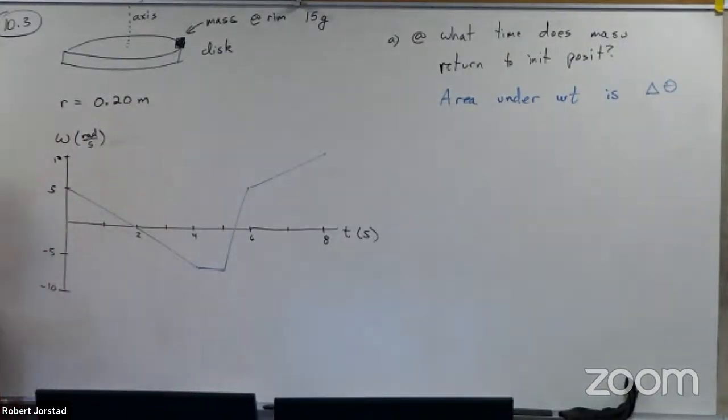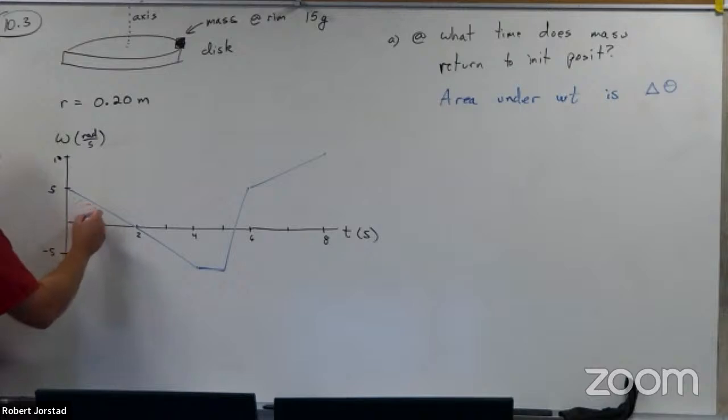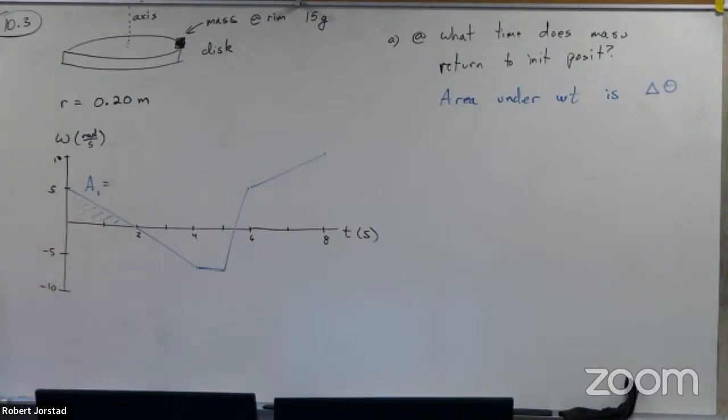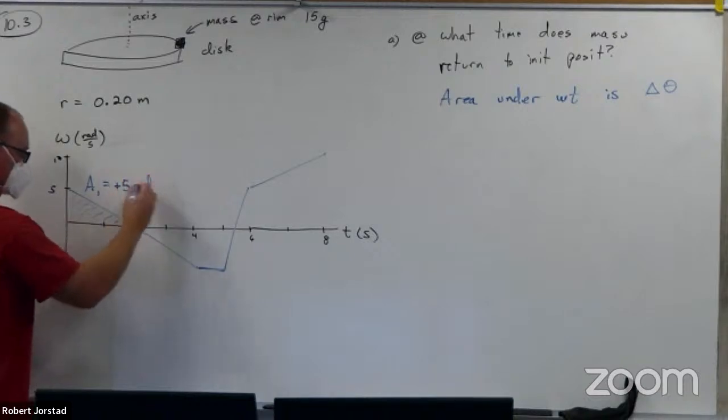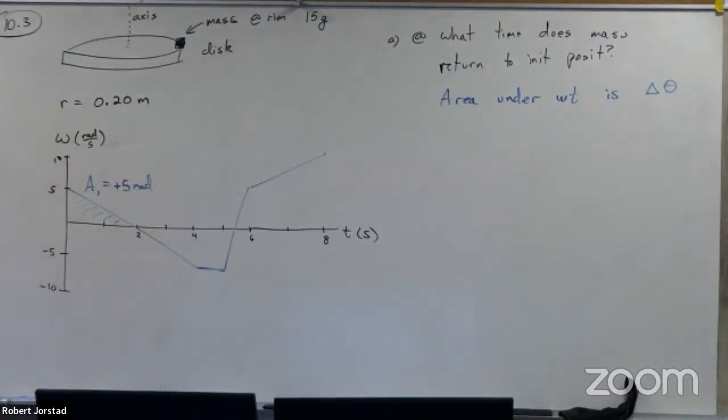Can anybody just see it? At 4 seconds, right? Because we're going to have a positive area. Let's call that area 1 equals, what's that going to be? Yeah, you're right, because 1/2 times 2 times 5 is 5. What units? So we can see that has the right units for delta theta.